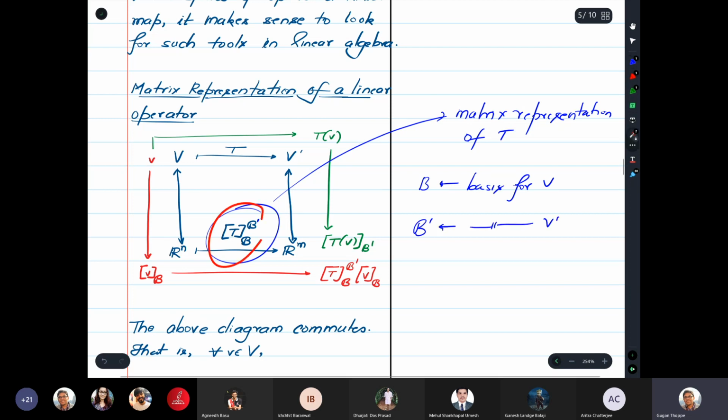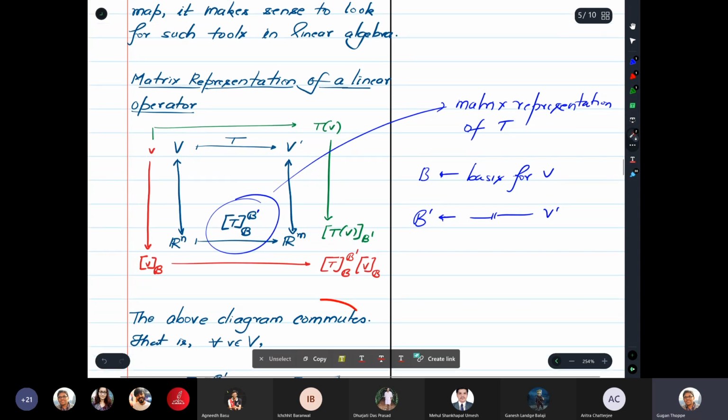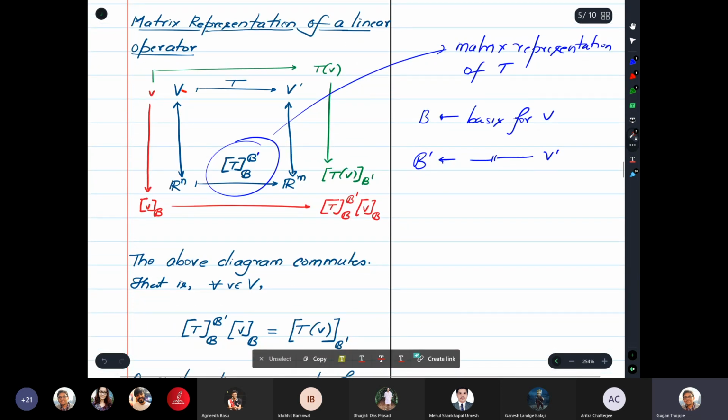Notice that in this matrix representation, I explicitly highlight the basis. The reason is that once you change or modify the choice of your basis, the matrix representation will also change. So it is important to keep in mind that the matrix representation depends on the choice of your basis. And what does this diagram tell us? This diagram tells us that it commutes, which means that in whichever way you traverse this diagram, you will end up with the same answer. So that's what this matrix should do.